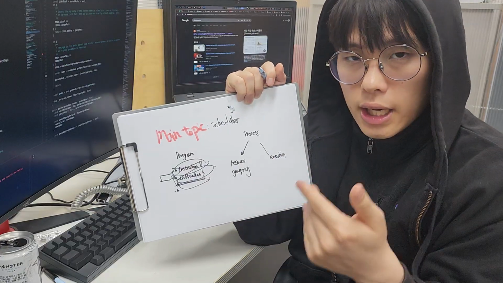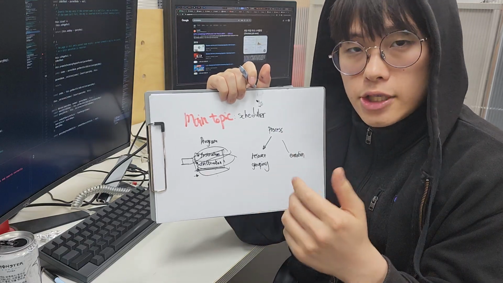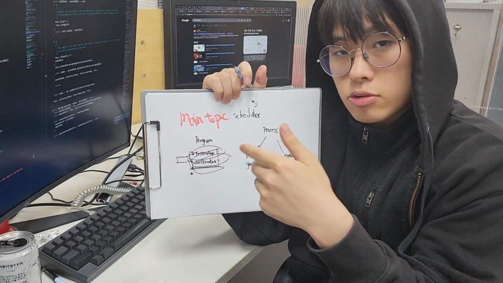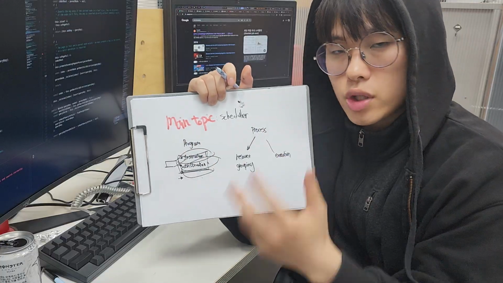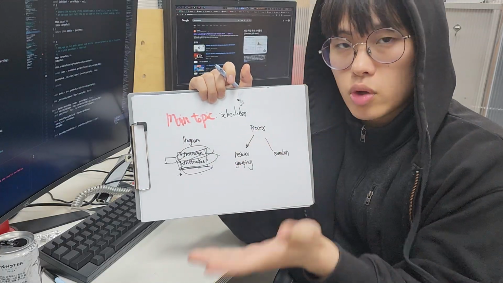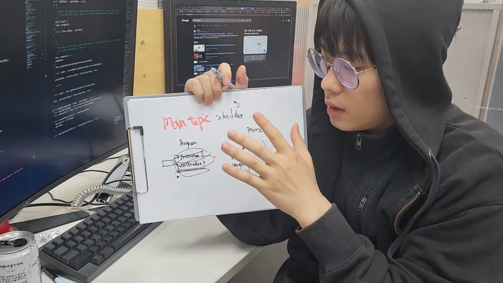So recap: the program is just a list of instructions, and when the program is running, it's called a process. When the program is running, it's just a process. So a process means a running instance of the program.